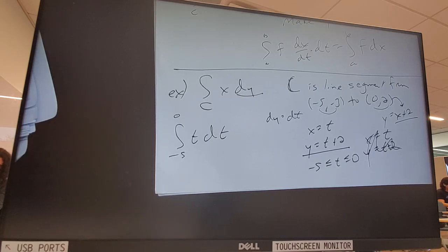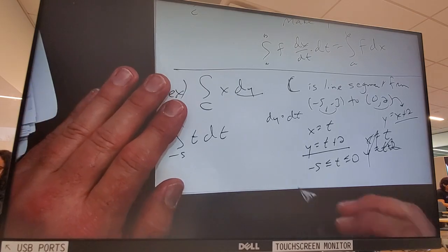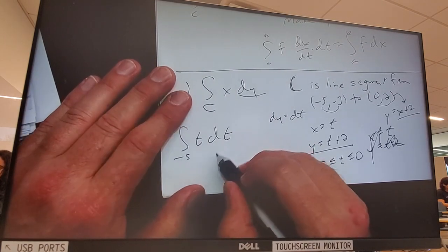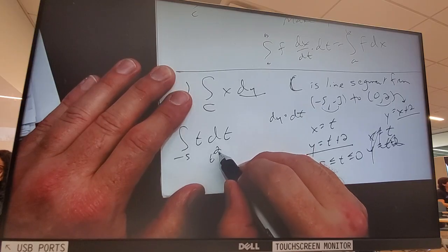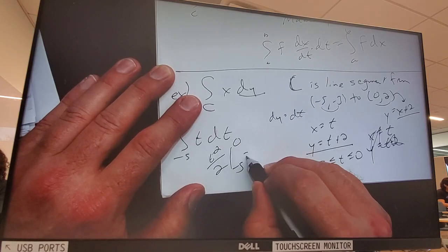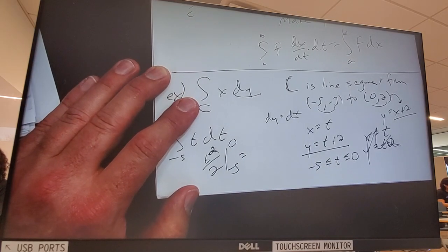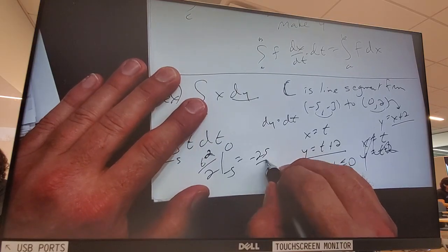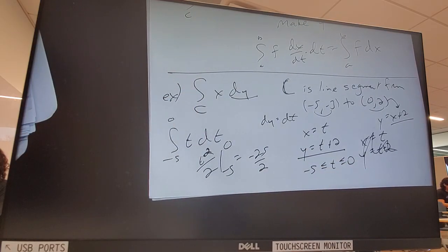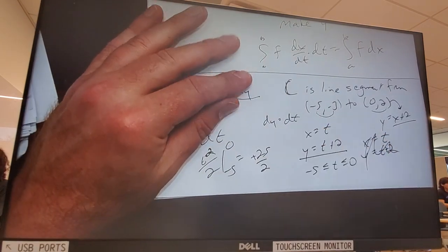And then what do you get? Yeah, you get t squared over 2 from -5 to 0. So you get negative 25 halves. Make sure I didn't leave anything out. Is it 25? No, because it's squared. You're subtracting. Oh yeah, positive 25. I'm being silly. Okay, thank you.